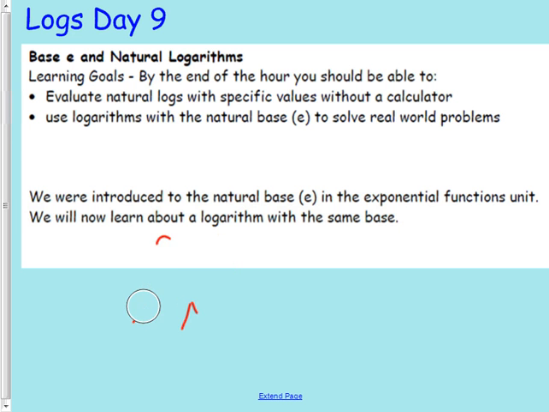Well, now we're doing logs with the base of e. So here's the confusing thing. It's really not that confusing at all. If every time you see e, you just think, oh, 2.7. It's about 2.7. So that's log base 2.7 of 2.7. Do you get how the bases are the same now? And therefore, what's the answer of that one? 1.